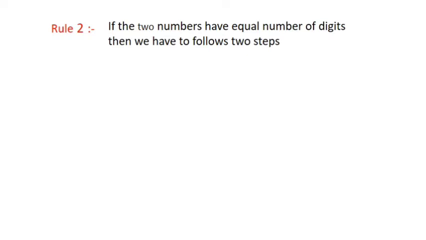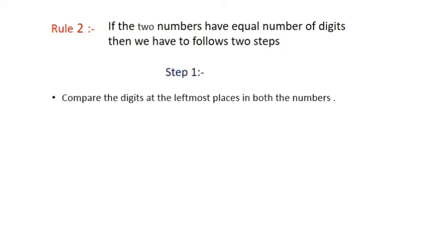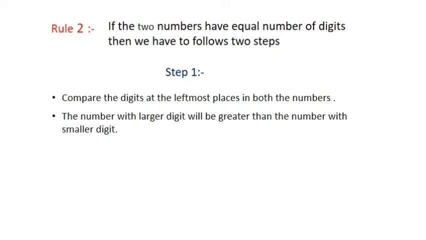Okay. Now step rule 2. If two numbers have equal number of digits, that is, whatever the number of digits, they are equal, then we have to follow 2 steps. Now what is step 1? First, we have to compare the digit at the leftmost place in both the numbers, and the number with the larger digit will be greater than the number with the smaller digit.